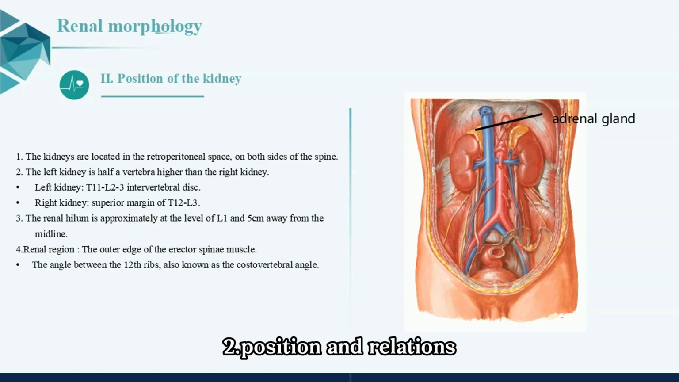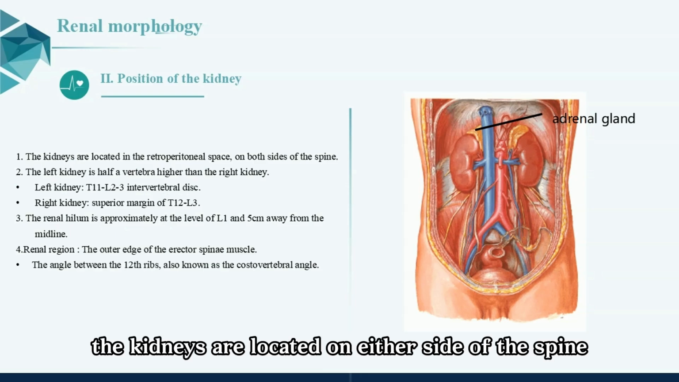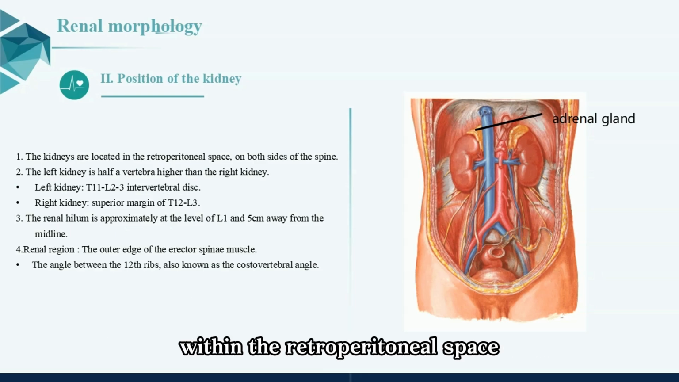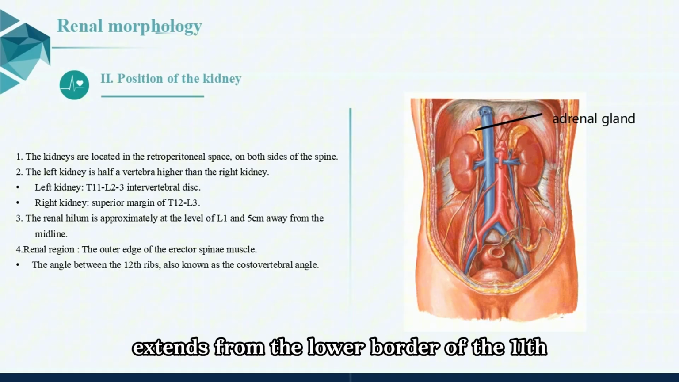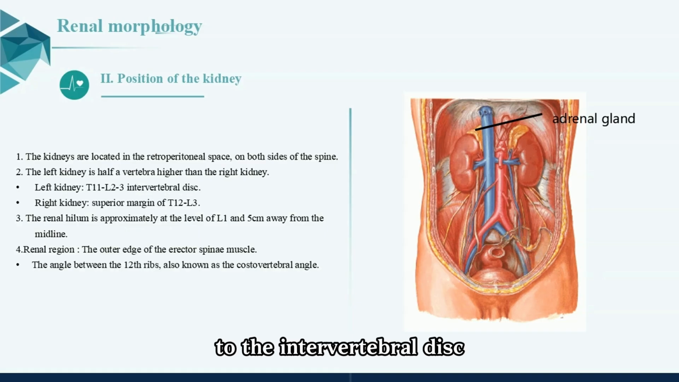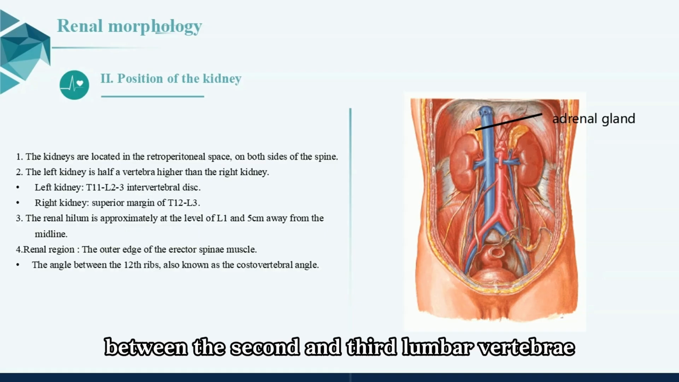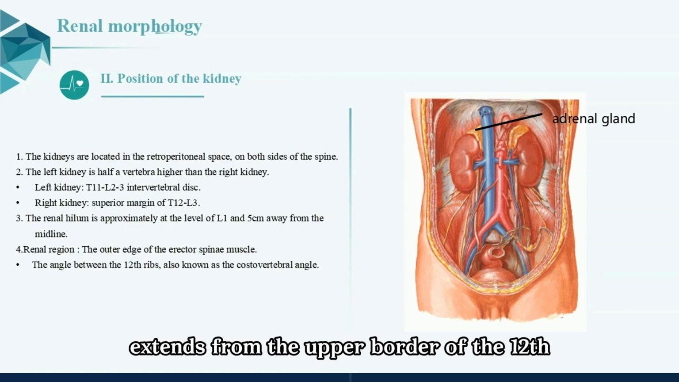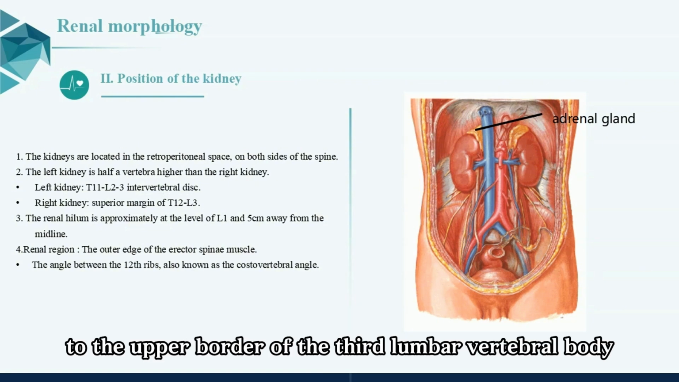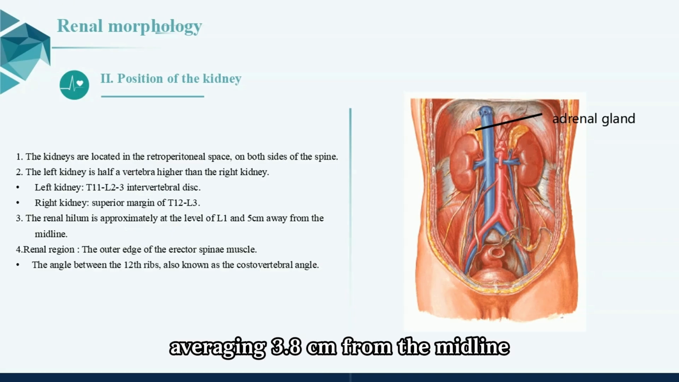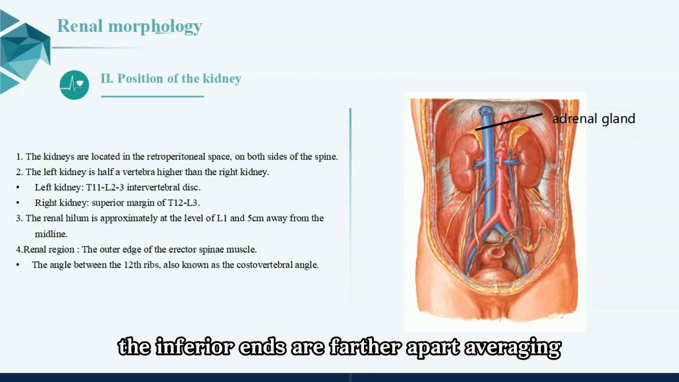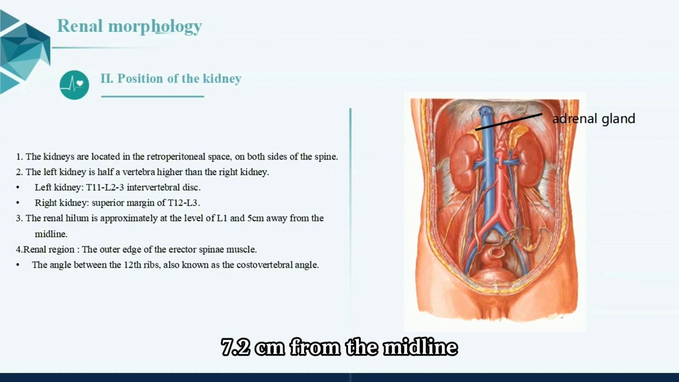2. Position and relations. The kidneys are located on either side of the spine, within the retroperitoneal space. They are retroperitoneal organs. The vertebral level of the kidneys: the left kidney extends from the lower border of the 11th thoracic vertebral body to the intervertebral disc between the 2nd and 3rd lumbar vertebrae. The right kidney extends from the upper border of the 12th thoracic vertebral body to the upper border of the 3rd lumbar vertebral body. The superior ends of the two kidneys are closer together, averaging 3.8 centimeters from the midline. The inferior ends are farther apart, averaging 7.2 centimeters from the midline.